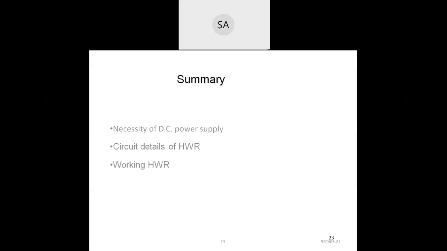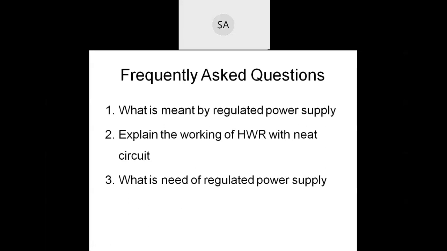So here we have discussed the necessity of a DC power supply, the circuit details of the half-wave rectifier and the working of the half-wave rectifier. Frequently asked questions on this topic are: what is meant by a regulated DC power supply, and explain the working of a half-wave rectifier with a neat diagram.